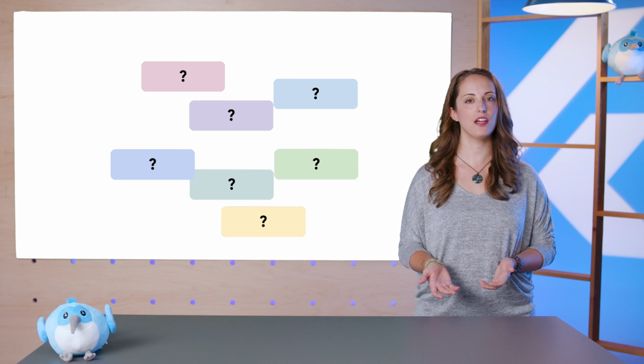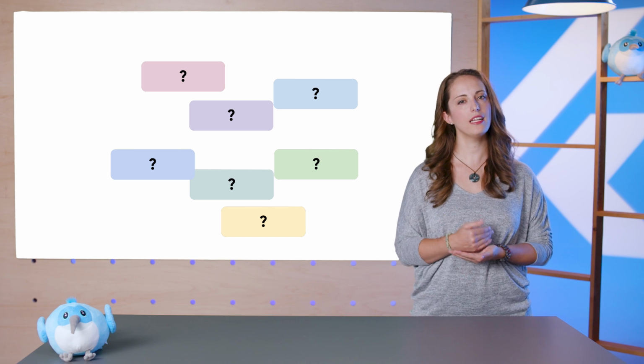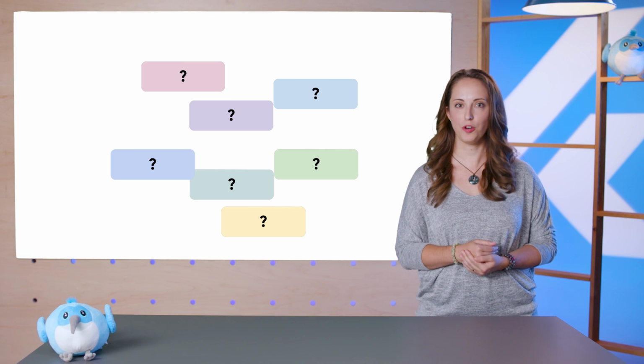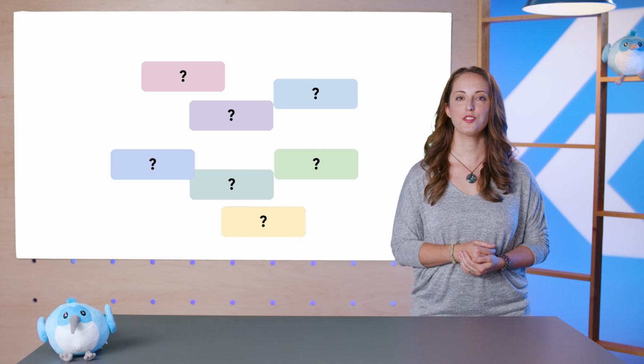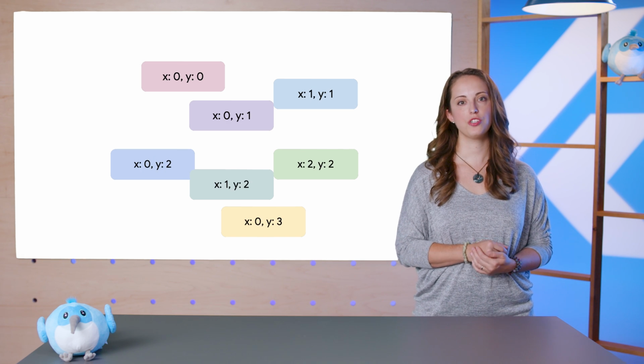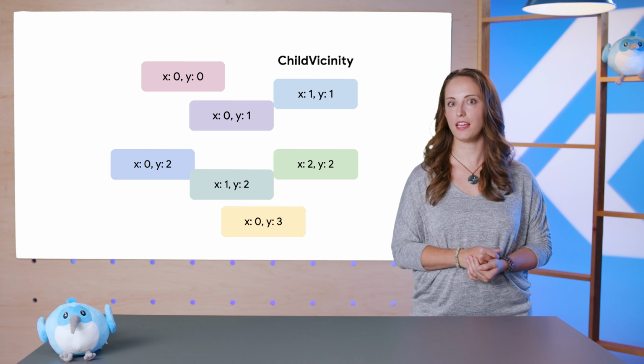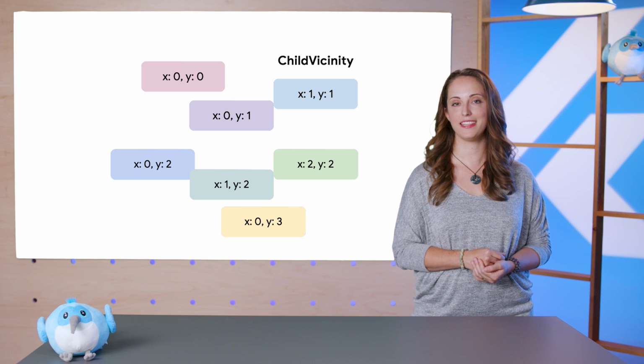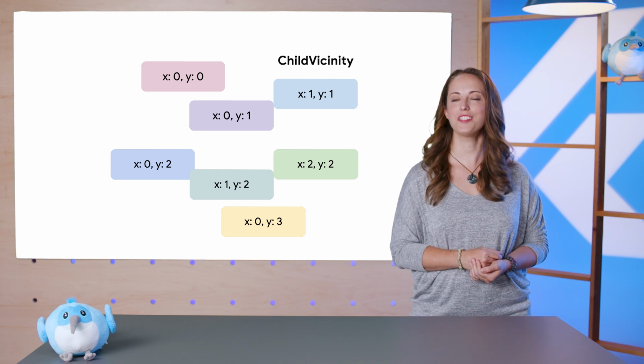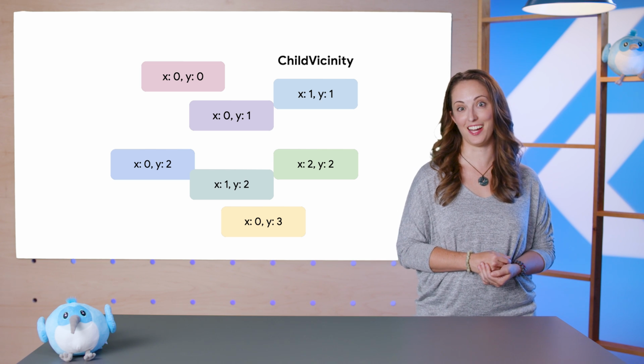While children can be arbitrarily positioned, we need a logical order for things like focus traversal. So instead of a unique index, children have a unique child vicinity, represented by an X and Y index to represent that logical ordering. We'll see this in action when we start writing the actual code. So now that we know all the players, how do we use them?